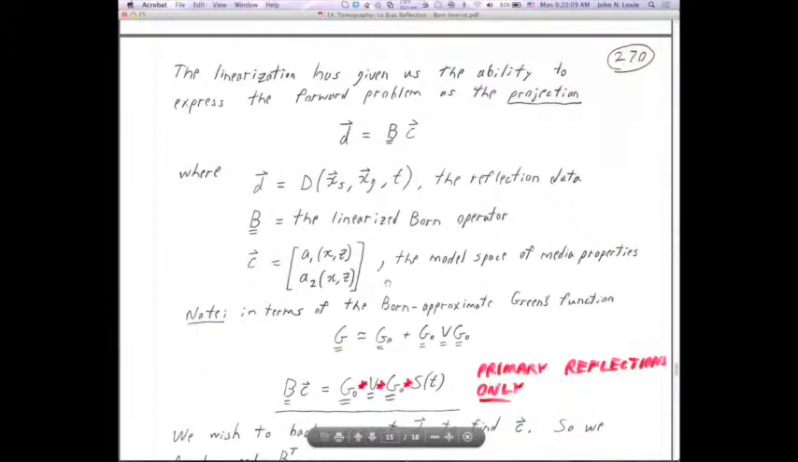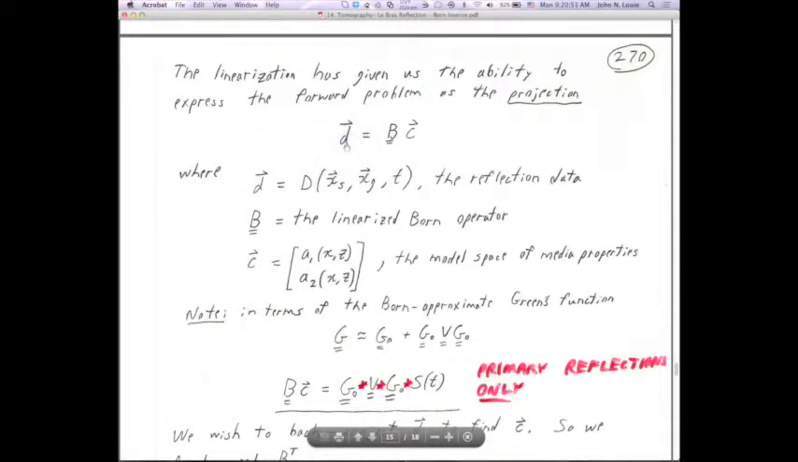So that's our Earth model, and that's our rock properties in this acoustic world. This B is our linear Born operator. So this is what handles all the wave propagation. It handles all the amplitude coefficients. It handles the source and the derivative of the source. Okay, all that is built into the Born operator B, and then you operate on C with B, and you get D, which is the reflection data.